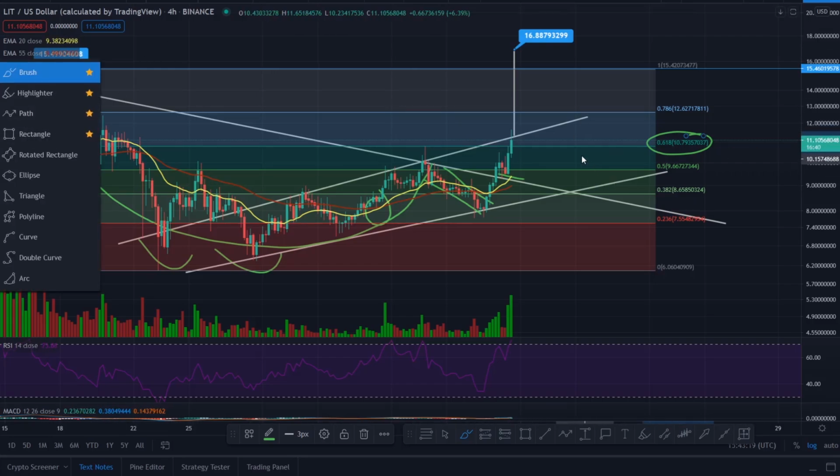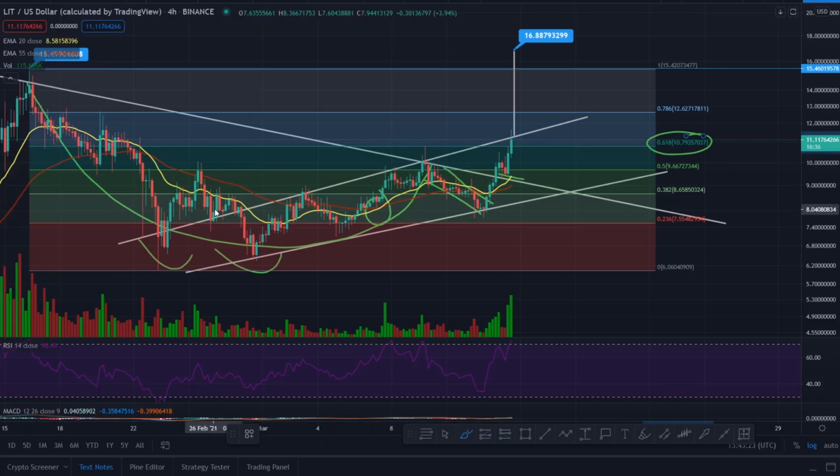Okay, so we may break through this broadening channel here, guys. This channel that we find ourselves in is bullish, because we're moving up, we're making higher highs and higher lows. Do you see this? Higher lows there, that's a higher low, higher low, higher low. A higher high, a higher high, a higher high. So it's a very good trade, okay?